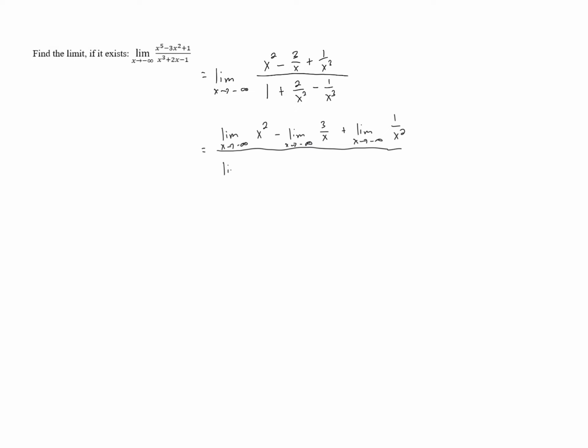And then that's all over the limit as x approaches negative infinity of 1, and then plus the limit as x approaches negative infinity of 2 over x squared, and then minus the limit as x approaches infinity of 1 over x cubed. And a lot of these are pretty easy to evaluate. In the denominator, the limit of a constant is just that constant. So we've got 1, and then the other ones are going to end up being 0.